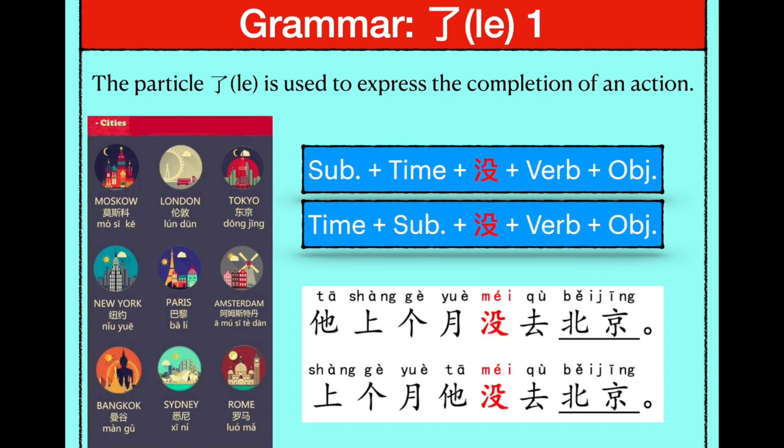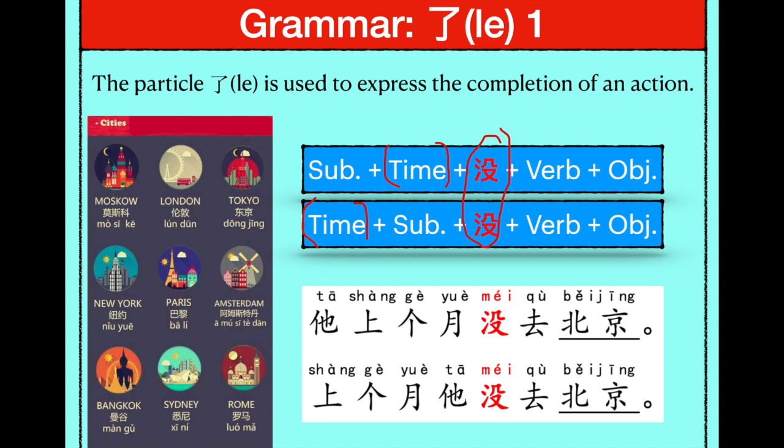So these sentence frames are for the negative form. So subject plus time plus negate word 没 plus verb plus object. Please pay attention here. For negation statements, we don't use the 了 anymore. We just use 没. Same thing here. Time can be used at the beginning of the sentence.